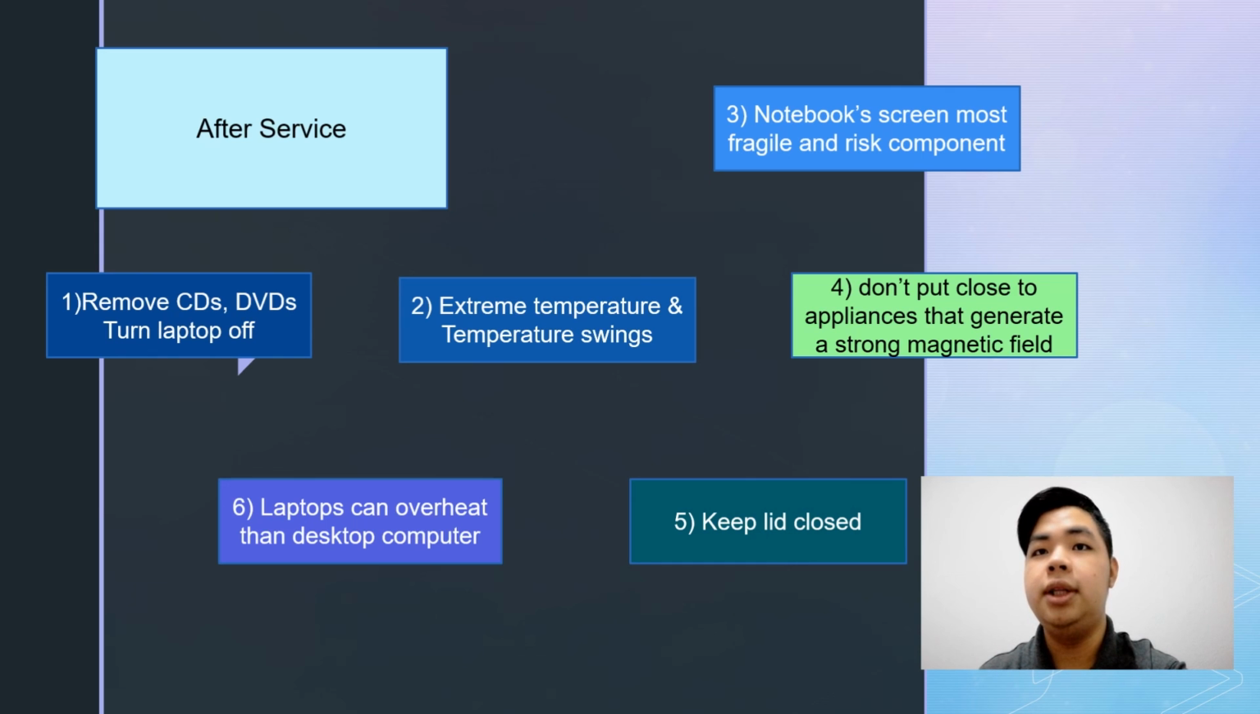Keep the lid closed as often as you can, which helps to limit the amount of dust that can settle on the keyboard, saves battery life, and prevents the keyboard from an accidental coffee spill. Last, a laptop can overheat more easily than a desktop computer. You should not set one on a blanket, pillow, or other non-flat surface that could prevent sufficient ventilation.